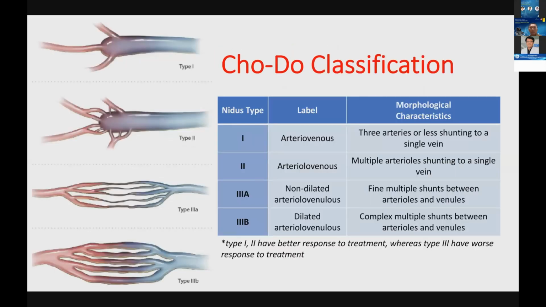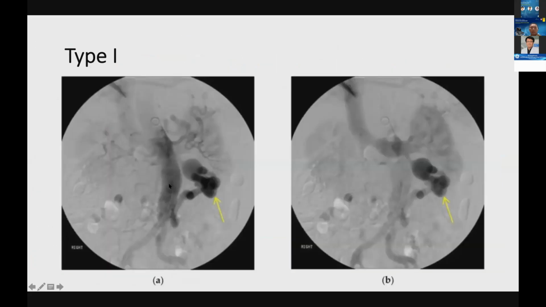This is the Cho Do classification, already explained. Type 1 is very simple, with one draining vein. Type 2 has more than 3 feeding arteries, with a non-dilated arteriovenous nidus, and this is a very dilated arteriovenous nidus. This is type 1. With the early phase of the angiography study, we can see the feeding artery directly to the vein.